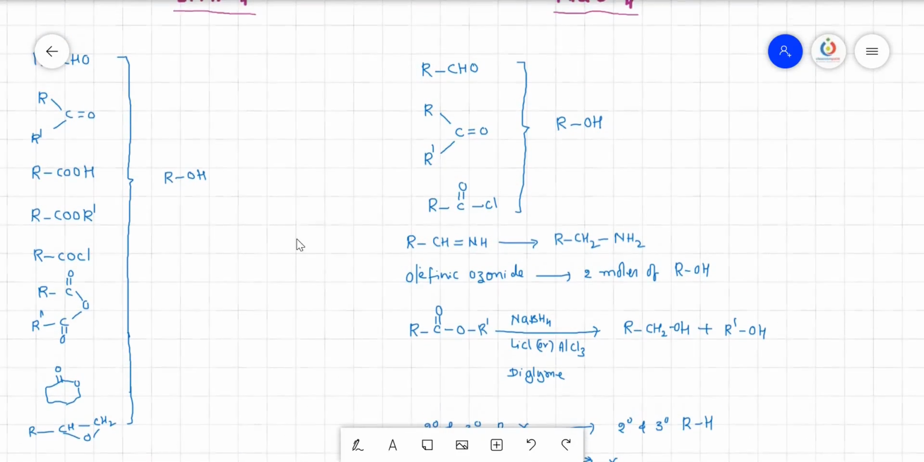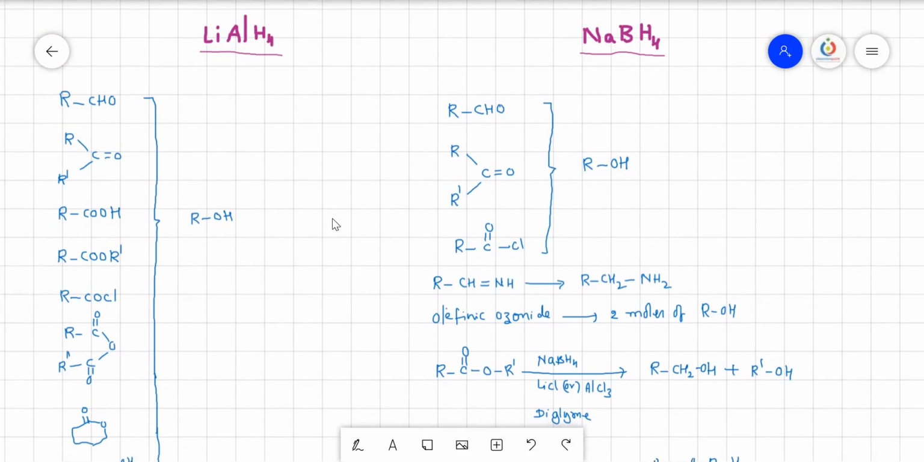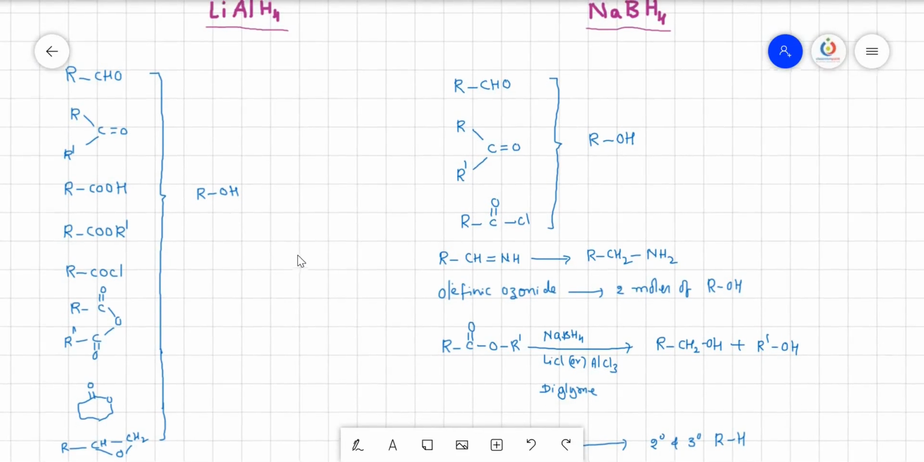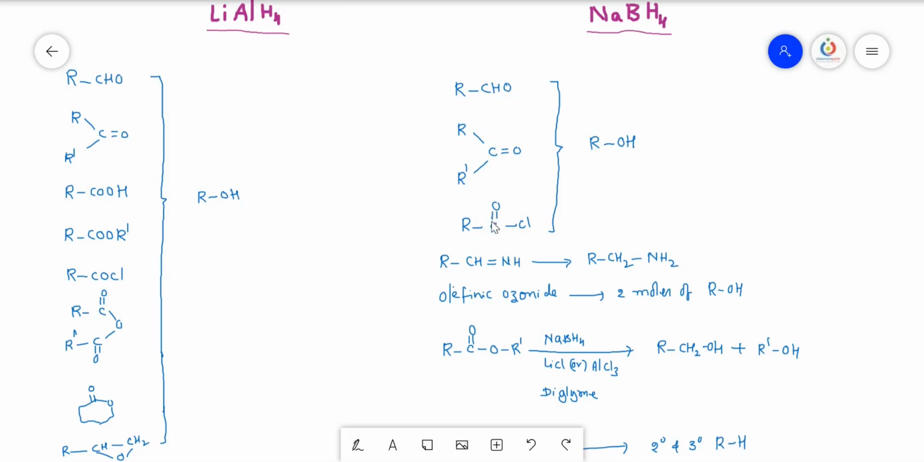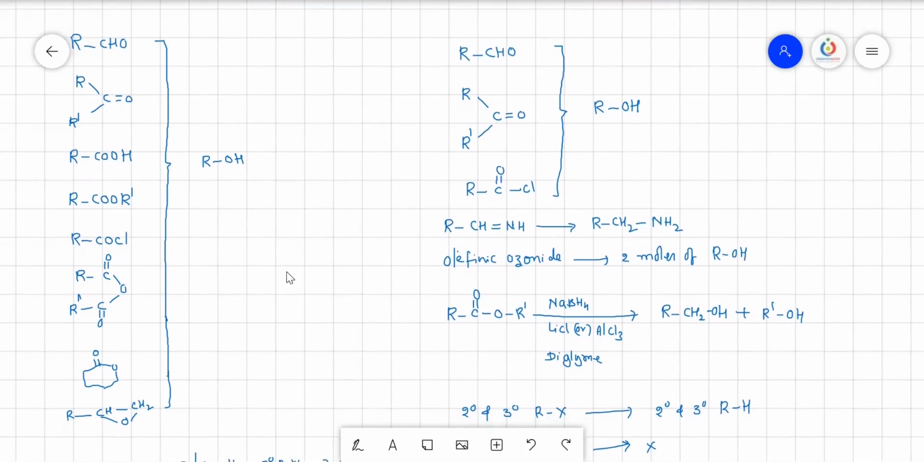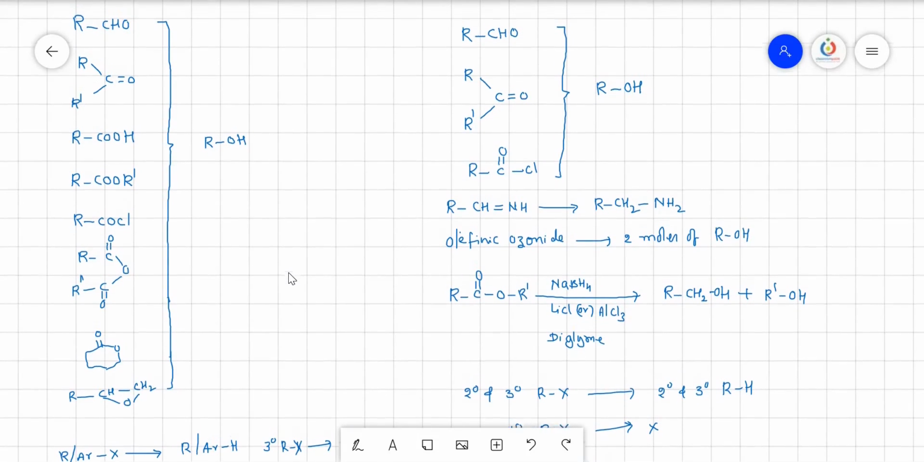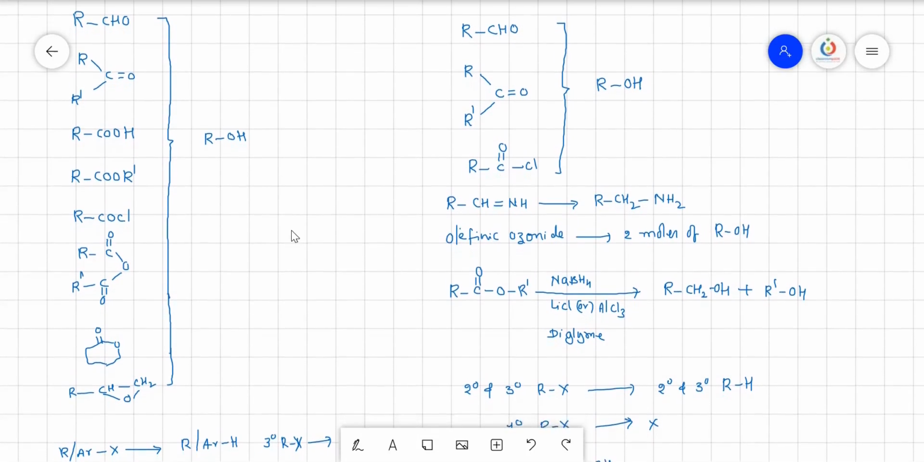Now let us see about sodium borohydride. Sodium borohydride is a very selective reducing agent. It reduces only a certain type of functional groups. Aldehydes, ketones, and acid chlorides will be reduced to the alcohol. The rest of these functional groups are unaffected. That means carboxylic acids, esters, ethers, anhydrides, whatever it may be, are completely unaffected by sodium borohydride.